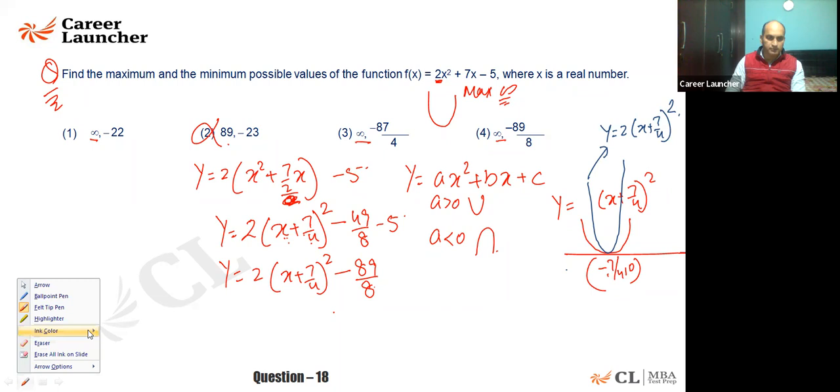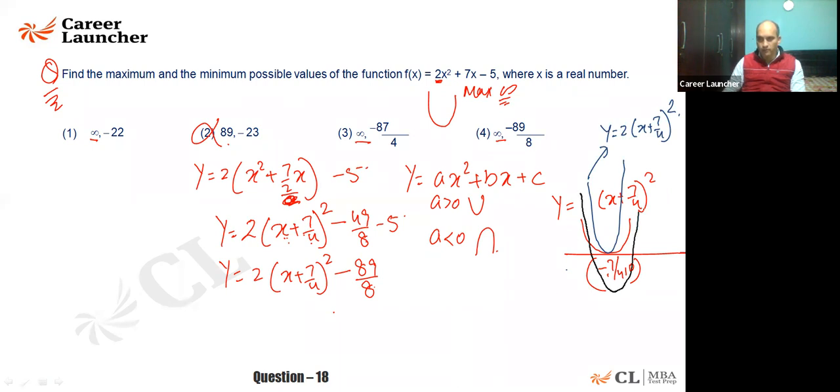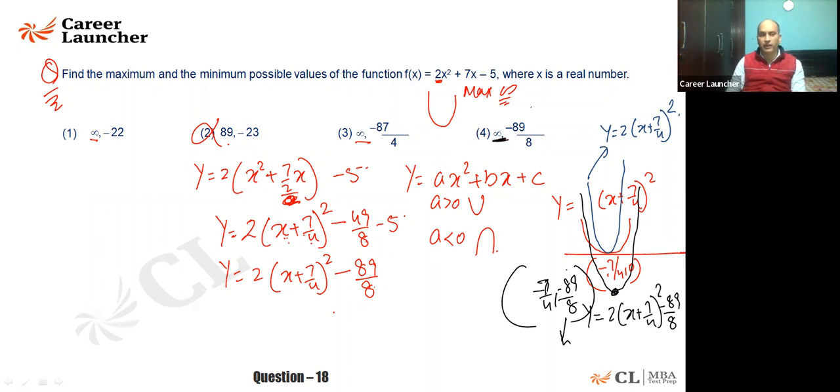Now third part of it. If I write minus 89 by 8, I'll pull it down. So I'll say this becomes y is equal to twice of x plus 7 by 4 whole square minus 89 by 8. So I'll say this vertex will change to minus 7 by 4 comma minus 89 by 8. So I know the minimum value of this is minus 89 by 8, and the maximum value is infinity. That's how you are going to get your answer. Fourth one is the correct answer here.